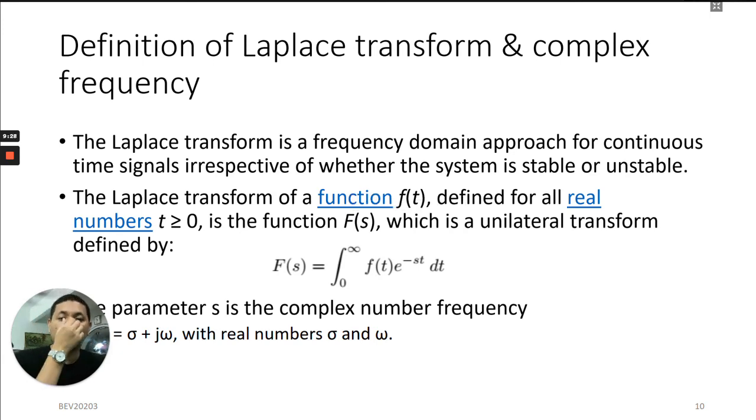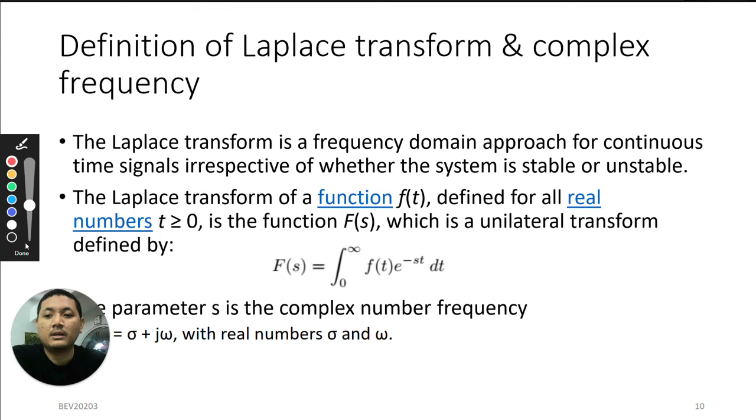Okay, definition of Laplace transform and complex frequency. Laplace transform is a frequency domain approach for continuous signals. See here, the Laplace transform of a function f(t) defined for all real numbers t above 0 is the function F(s), which is the unilateral transform defined by this.